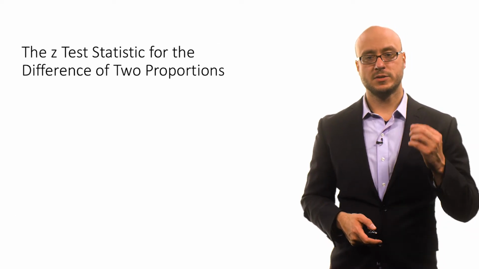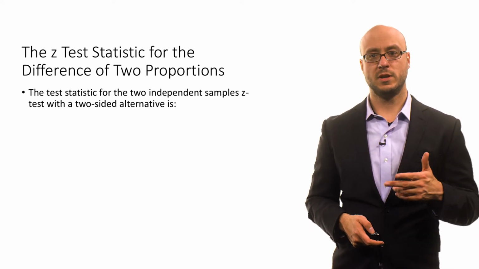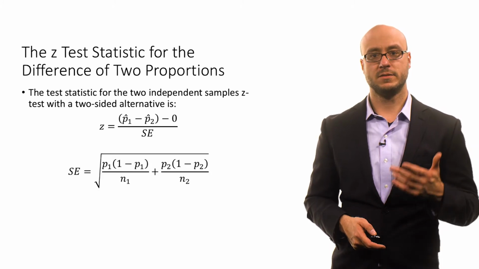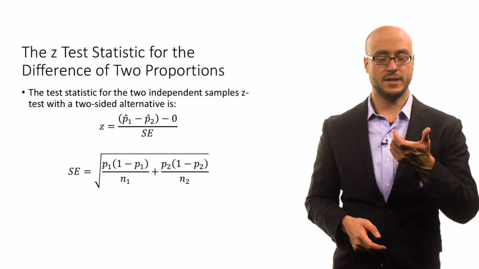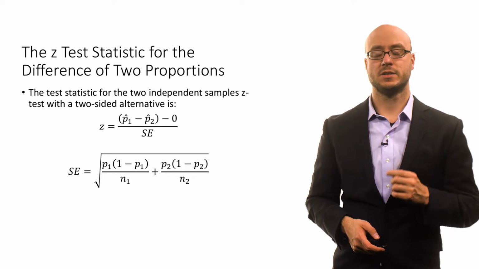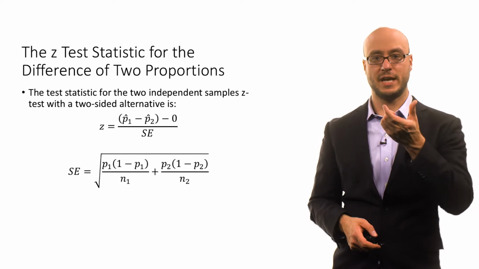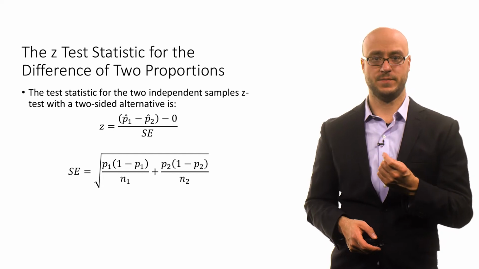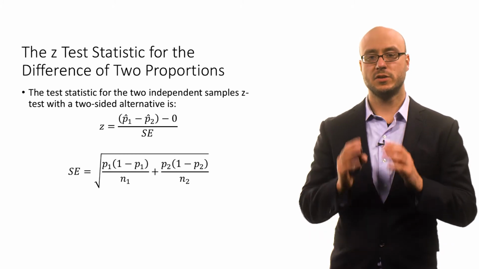We also have the z-test statistic for the difference of two proportions. This is for two independent sample z-test with a two-sided alternative. So the z-test statistic has this particular form. The idea is that the point estimate here is just a difference, because a difference is a single number. So that's the basic idea. Instead of looking at a mean or proportion in a sample, you're looking at the difference as your single point estimate. And then the null is that that difference is 0. Because if the difference between the two proportions is 0, then there's nothing going on. So the basic idea is the same.